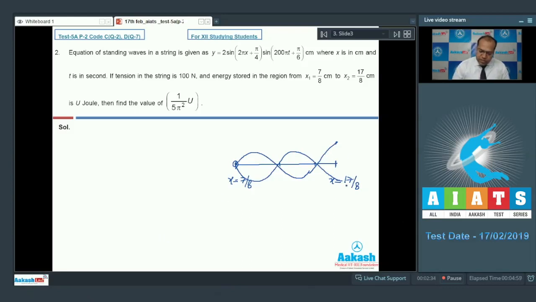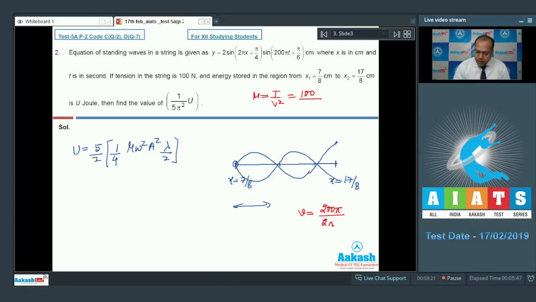If I write the energy stored in this, the total energy stored is equal to the number of loops, which is 2.5, that is 5 by 2, times the energy stored in one loop, which is written as 1 by 4 mu omega square a square into this length, that is lambda by 2. If I substitute the data, the value of mu is T by v square. The value of T is 100, and the value of v is equal to omega by k. Omega is 200 pi divided by k, and k is 2 pi. So it comes out to be 100 centimeter per second.